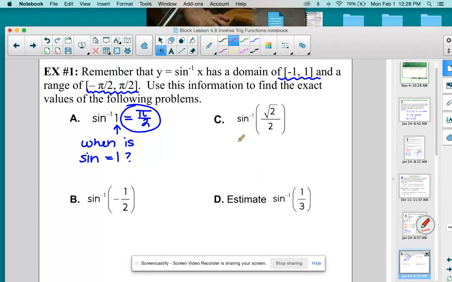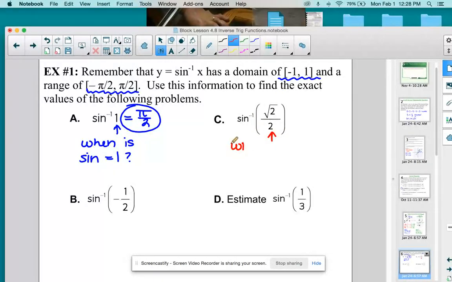The second question is inverse sine of radical 2 over 2. Step 1 is you're going to check this value to make sure it is in the domain. You may want to just type it into a calculator to see what it is as a decimal, because it's kind of hard to tell the way it's written. Radical 2 divided by 2 is actually 0.71. That is in the interval, so we are good to go.